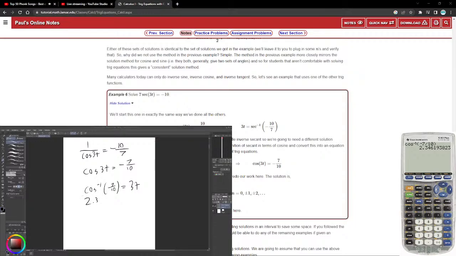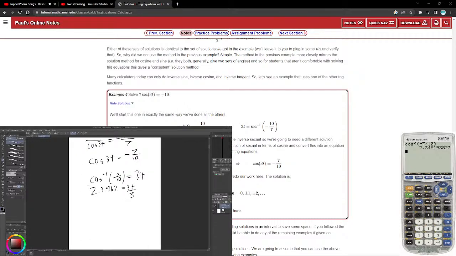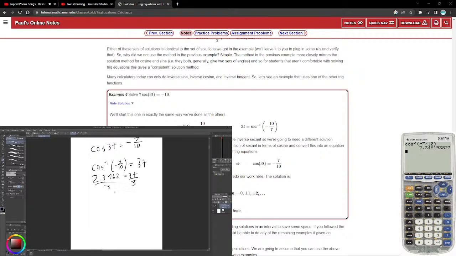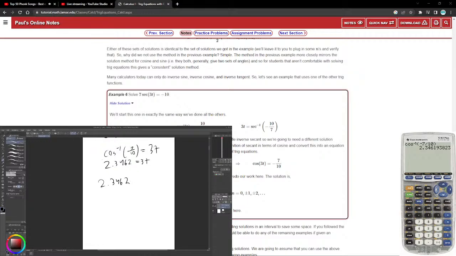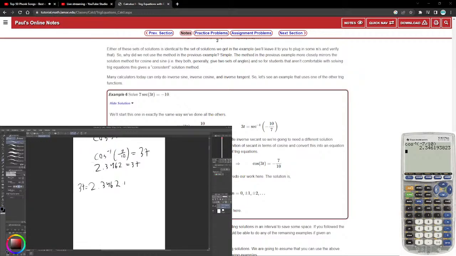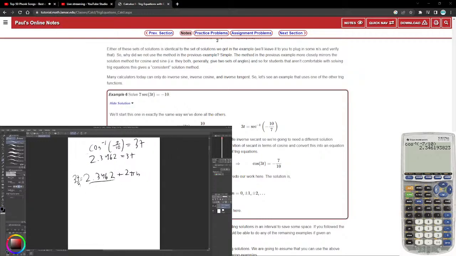So 2.3462 equals 3t. Divide by 3. T equals, or I'll do the thing first. 2.3462 plus 2 pi n divided by 3. Or wait, I gotta find the other one too.